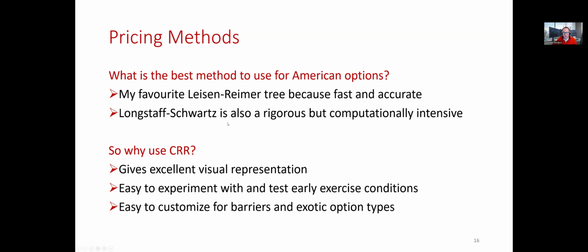Now, the other approach that I also really like is Longstaff-Schwartz. It's very rigorous, but it can be a little bit more computationally intensive, but it's also a great approach to take. There's no right or wrong, but these are my favorites.